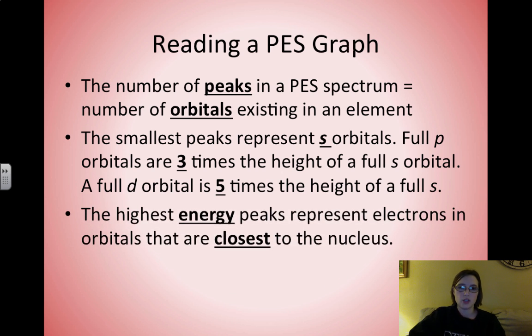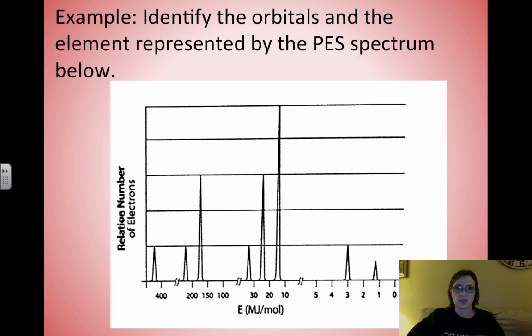The highest energy peaks represent the electrons that are closest to the nucleus. That's because the closer to the nucleus, the more difficult it is to remove those electrons. They're being held more tightly by the nucleus, so you have to put in more energy in order to remove those electrons. With this example, it says to identify the orbitals and the element represented by the PES spectrum below.